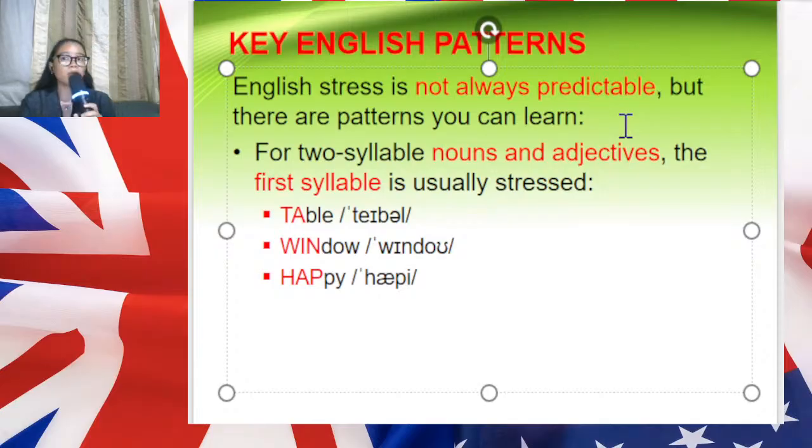So it's not 100% of the time that nouns and adjectives would really be stressed on the first syllable. Okay? It's just most of the time.